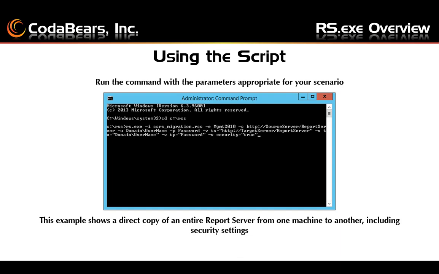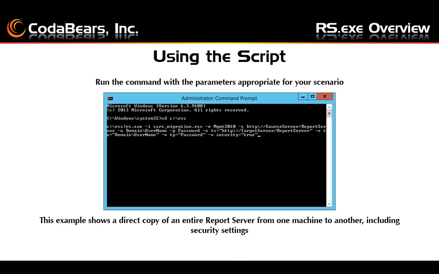In this example, we're showing a direct copy of an entire report server from one machine to another, including security settings. As you can see, we start out with rs.exe. -i is our input file, which is our .rss file. -e tells you which version of SQL to use, and in this case we're using MGMT 2010, which includes all versions up to this point.